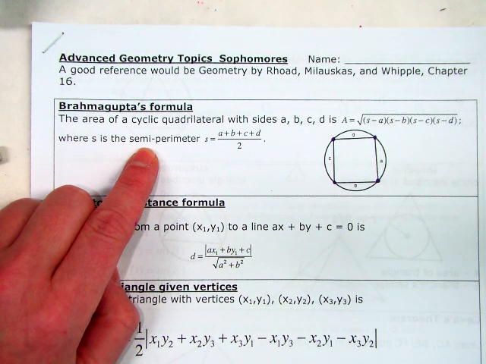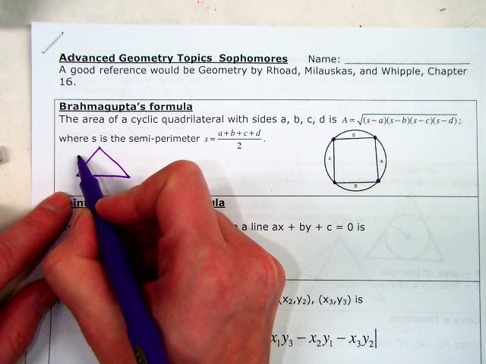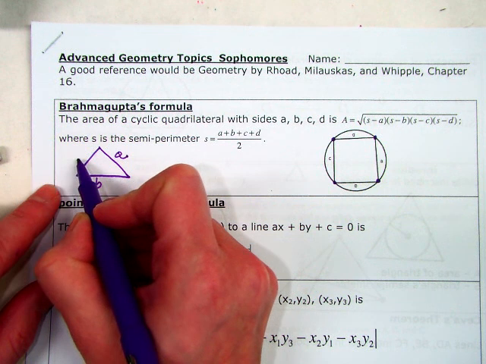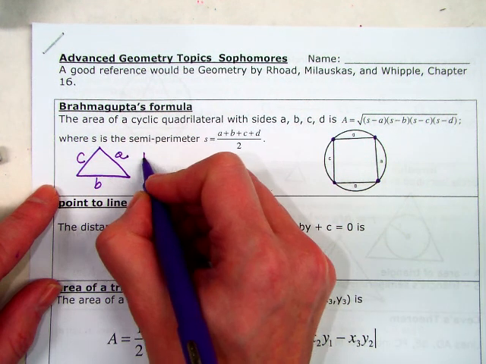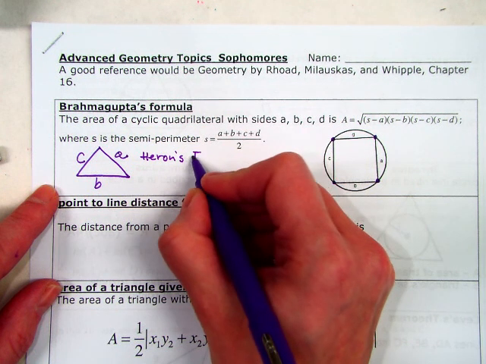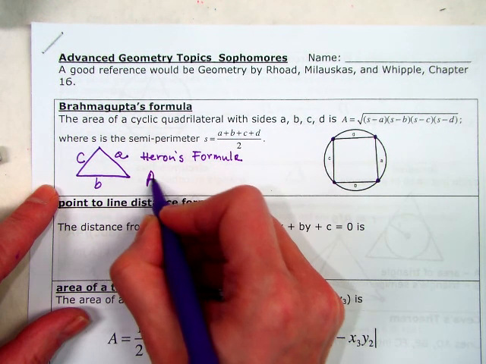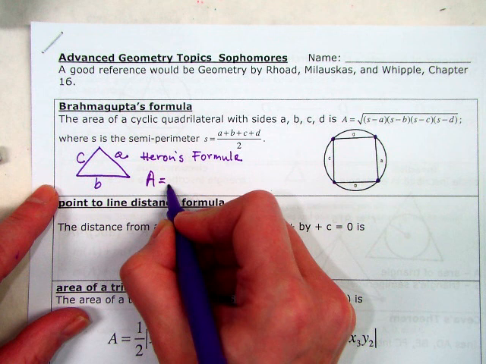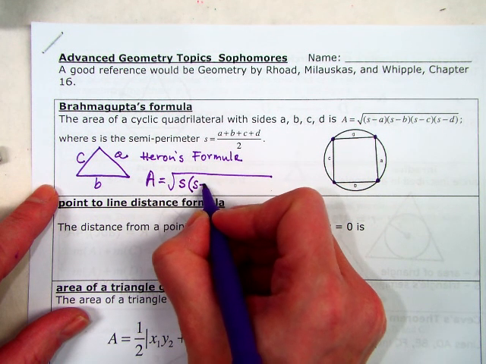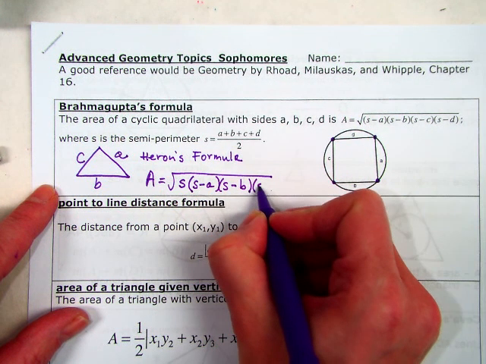The same thing works for a triangle. So why don't you add this to this packet? Let's say you have a triangle with sides A, B, C. This one is called Heron's formula. And that's the square root of half of the perimeter times half the perimeter minus A, half the perimeter minus B, half the perimeter minus C.